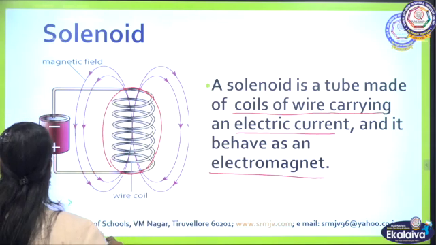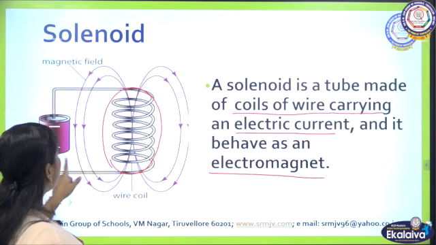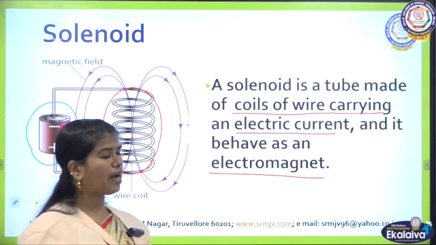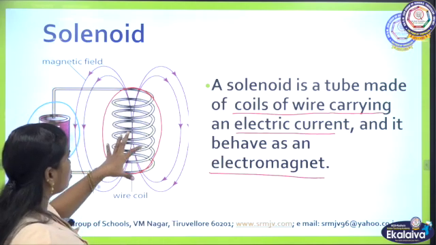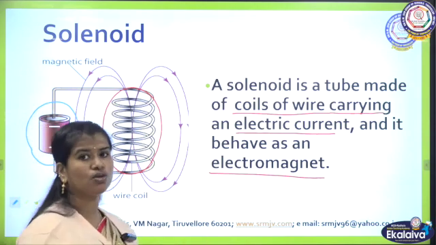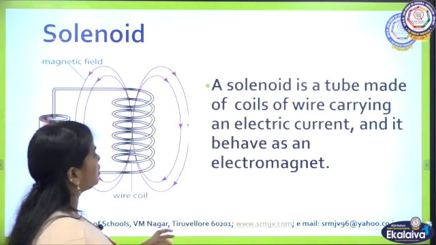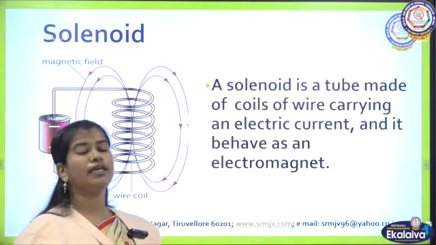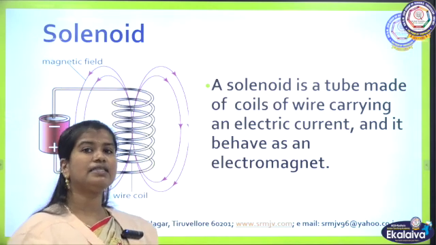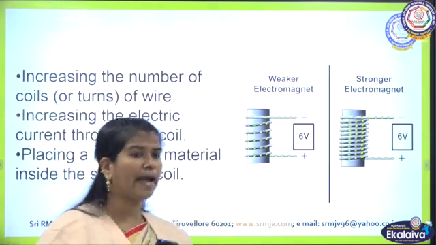It has been wound, and both the ends of this coil have been connected with the battery, and it behaves as an electromagnet. Around this solenoid you can see a magnetic field. This pink colored line shows the magnetic field around it. Now let us discuss how we can increase the strength of the electromagnet, that is, the solenoid. How can we increase the strength over here? That means how can I make the solenoid a very strong magnet?